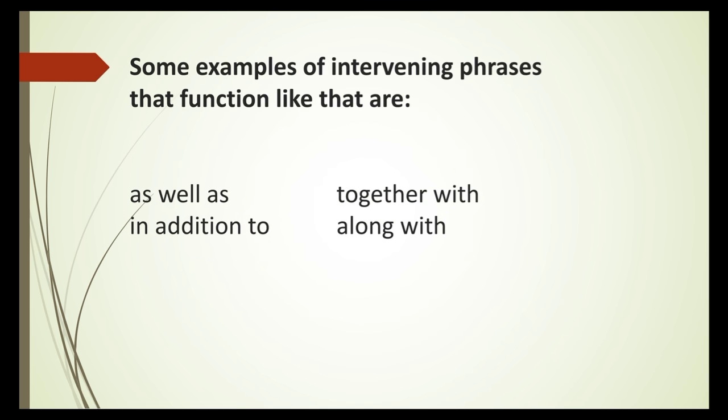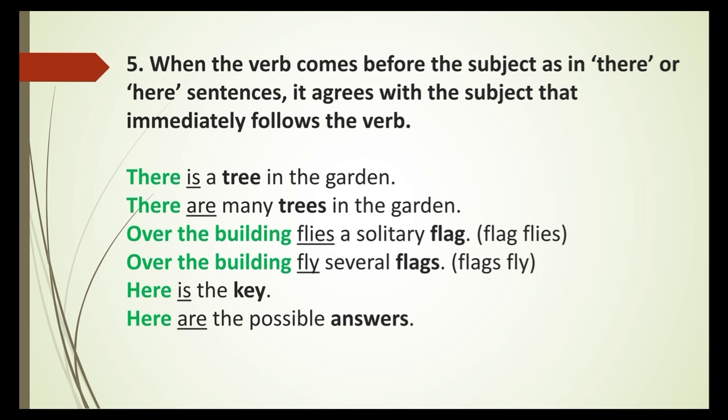Yan. So, some examples of intervening phrases that function like that are as well as, in addition to, together with, along with. So, pag nakita na natin to, once again, hindi sila makakaapekto sa number ng ating subject.